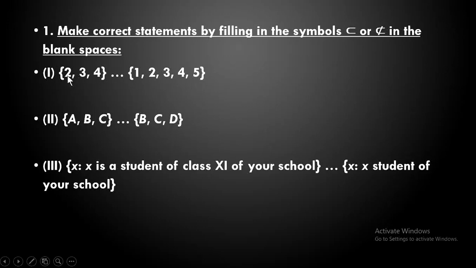Now over here you can see the set of 2, 3 and 4, then there's a dash and then it's the set of 1, 2, 3, 4 and 5. Now if you remember, a subset was basically a part of a set. So this first set should contain only elements that are present in the second set. Now 2, 3 and 4 are present in the second set, so this is a part of this set. So we'll write the symbol of a subset. This is a subset of this because the elements in this set are present in the second set.